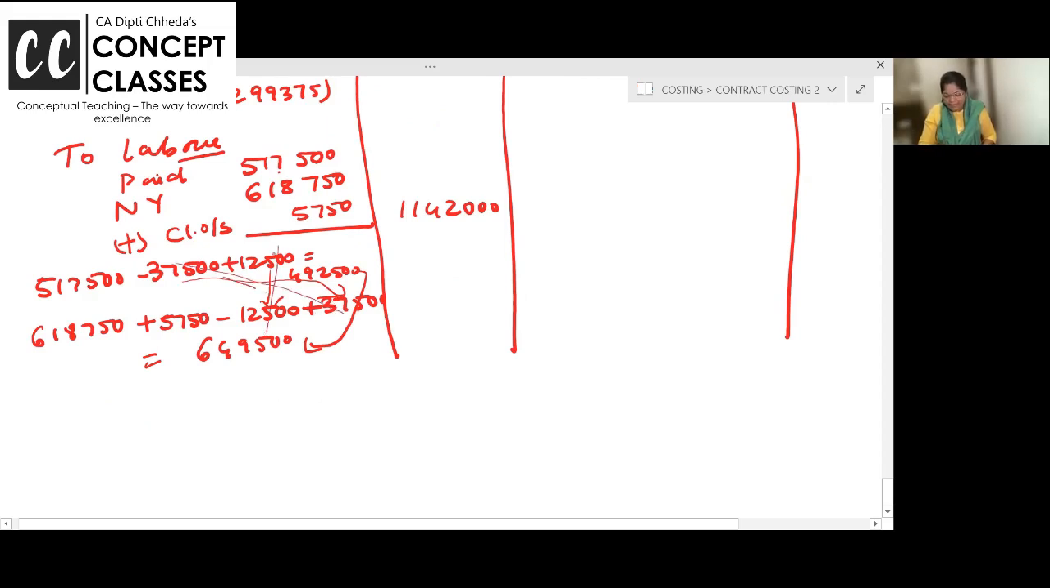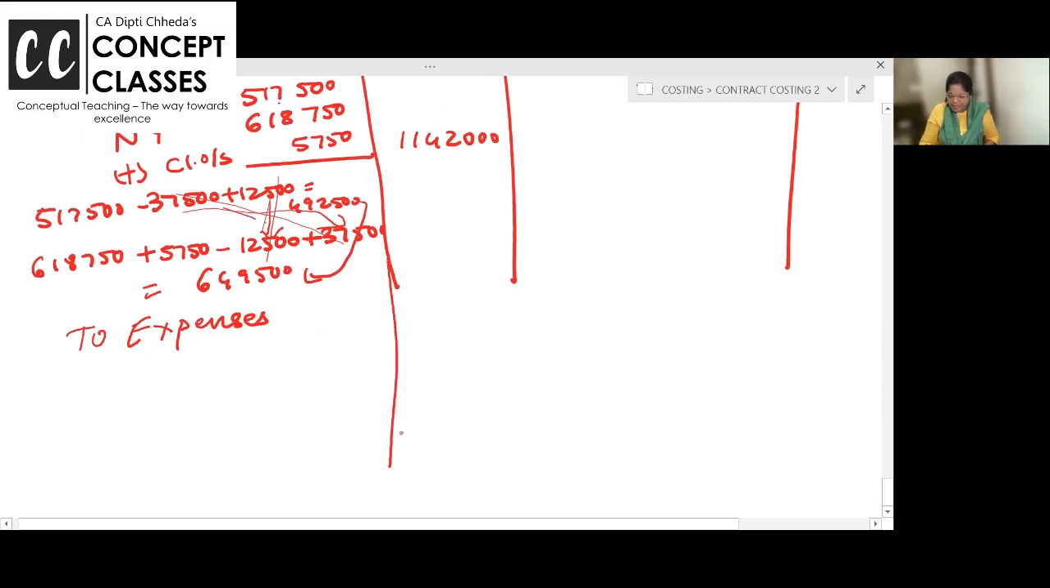आप भी कर सकते हैं ऐसे जैसे मैं कर रही. I want all of you to calculate like this expenses, add and less, and tell me the answer. Expenses को add और less करो और answer बोलो.